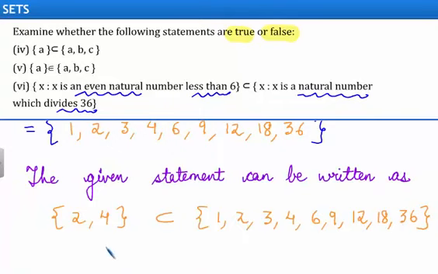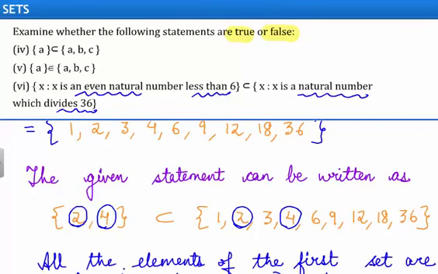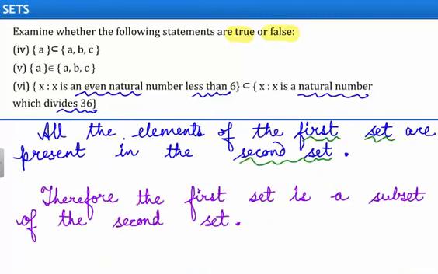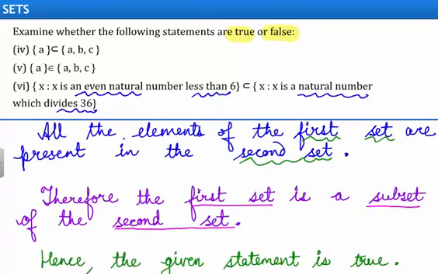Now we can see that the element 2 is present in both the sets. Same as the case with 4. 4 is also present in the first as well as the second set. So we can say that all the elements of the first set are present in the second set as well. Therefore, we can say that the first set is a subset of the second set. Hence, the given statement is true. So with this, we come to the end of the solution of this question.